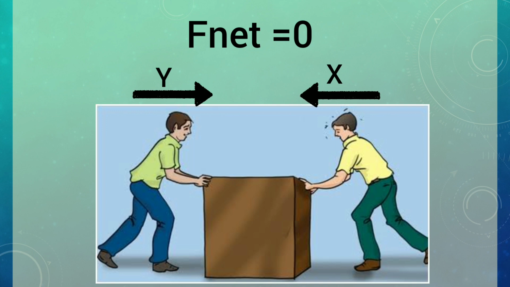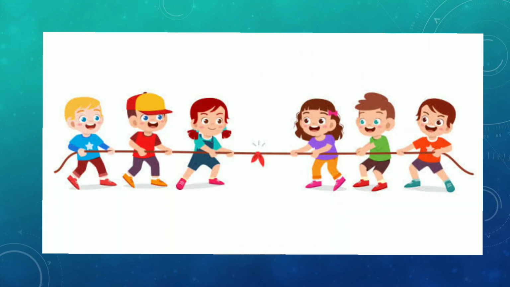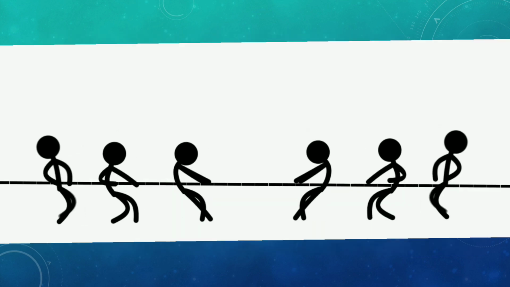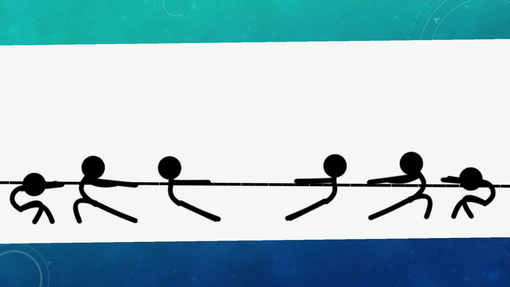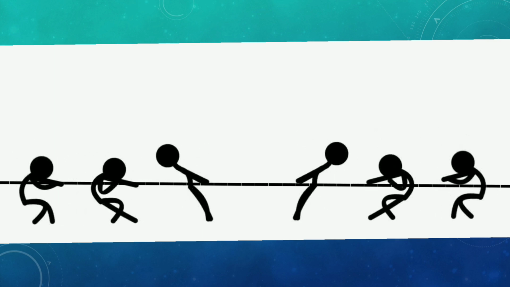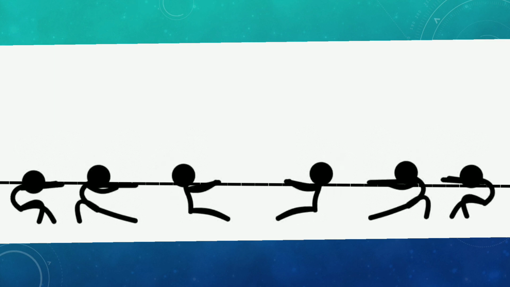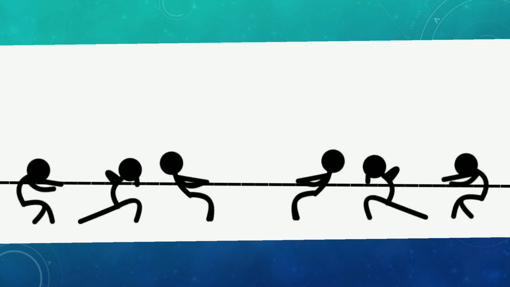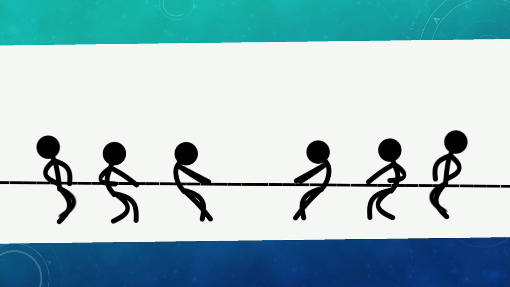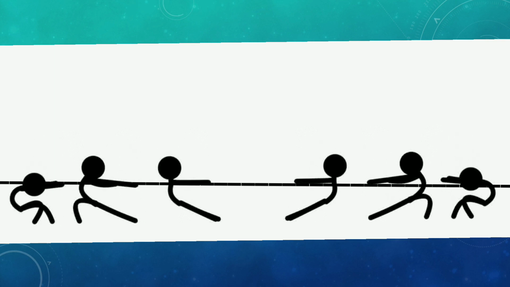Now let's take a familiar example of this case of equal forces acting in opposite directions. It is provided by a game you might have played, called tug of war. In this game, two teams of persons pull at a rope in opposite directions. Members of both teams try to pull the rope in their direction. When the two teams pull the rope equally hard by applying equal forces, the rope does not move in any direction.